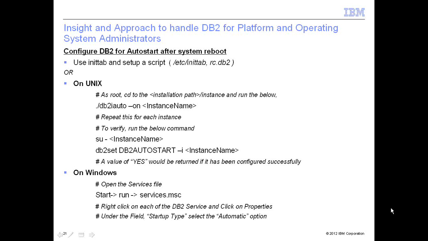So you can adapt to either the inittab approach, where you set up your own script in /etc/inittab and give an rc.db2 file, or you can use the DB2 inbuilt utility, which is db2iauto, and you can make sure that DB2 starts up automatically. You can also specify which instance has to start up automatically and which should not. You have the flexibility to do that. So if you see here, you can validate whether your instance is configured for iauto using the command specified here.